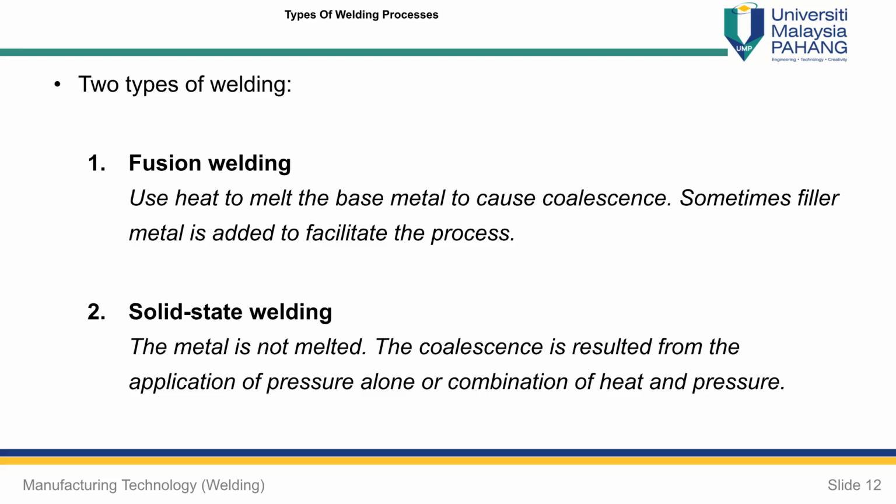Welding processes are classified into 2 main types: fusion welding and solid-state welding. Fusion welding uses heat to melt the base metal, often with filler metal. Solid-state welding uses pressure alone or combined with heat, and the metal is not melted.